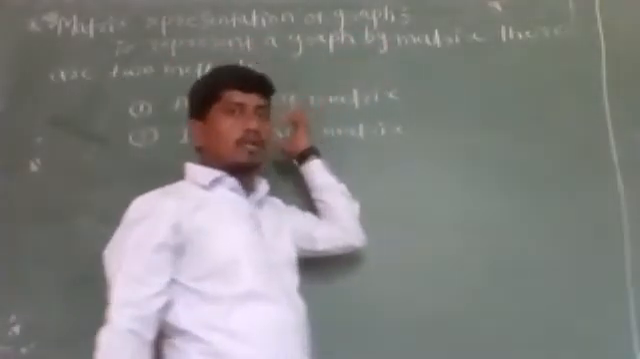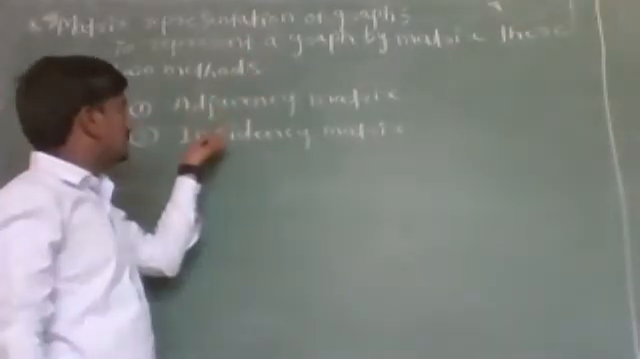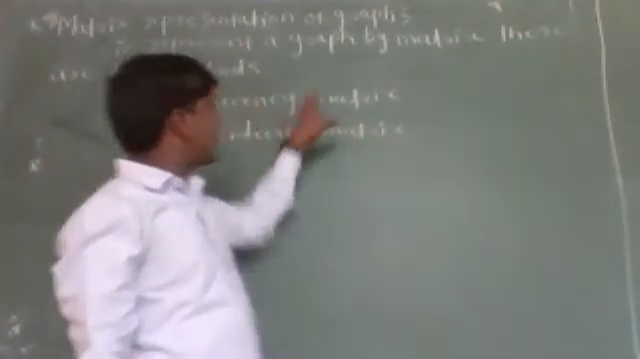So, to represent a graph by matrix, there are two methods. First one is the adjacency matrix, that is, it is defined on the adjacent vertices, and second one is the incidence matrix. Now we are going to study the first one, adjacency matrix.